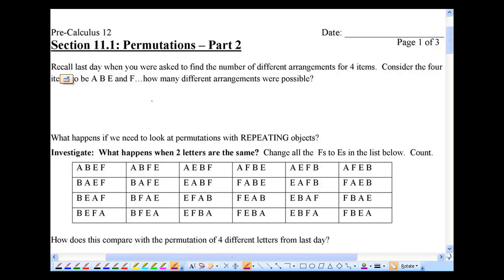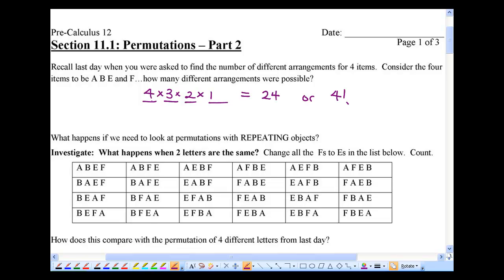Remember how last day we did the 1, 2, 3, 4 lines, and we said, okay, first one had 4 choices, then one of them's picked, so now we have 3, then 2, then 1. And then by the fundamental counting principle, we multiply them together. That'd be 24 ways, or we introduce this notation called 4 factorial.